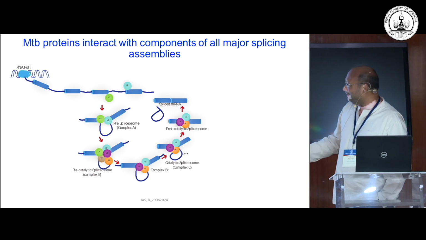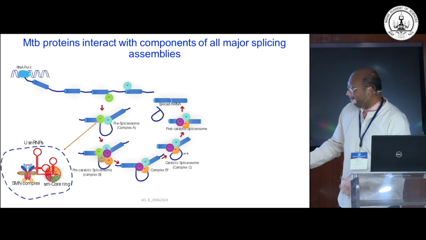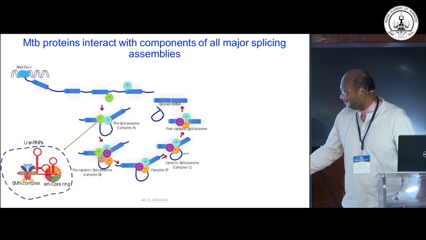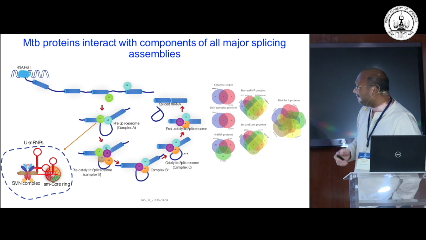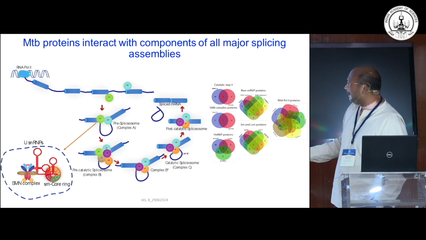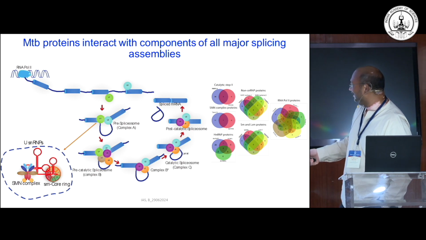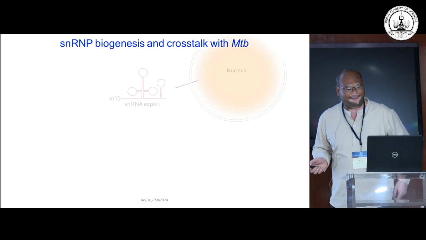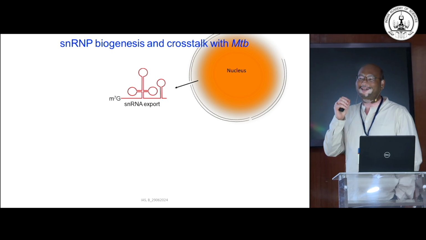Now coming back to this, I was referring to these circles, that they are small nuclear RNA complexes. This is how it looks. It's a very complex RNA, which shows these hairpin loop-like structures and interacts with several proteins. These are called snRNPs, which have the SMN complex and Sm core rings. And what we found in the yeast two-hybrid was that SMN complex proteins and Sm core rings were both interacting heavily with the MTB proteins. So we went back and did some more analysis, and what we realized is that snRNP biogenesis is an evolutionarily conserved process.